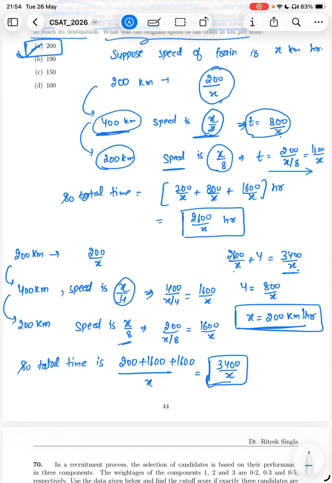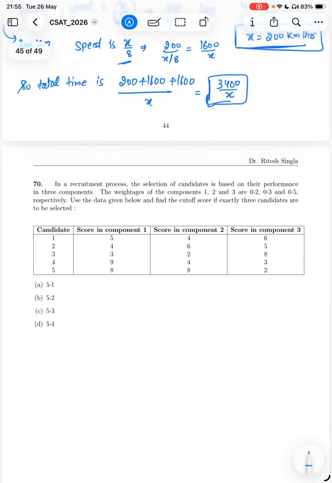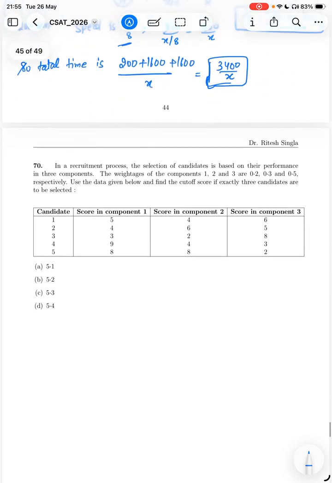Okay, so let us see the last question of this video. In a recruitment process, the selection of candidates is based on their performance in three components. The weightage of the components 1, 2, and 3 are 0.2, 0.3, and 0.5 respectively. Use the data given below and find the cutoff if exactly three candidates are to be selected. So what we need to do is find a cutoff so that the bottom two get eliminated.